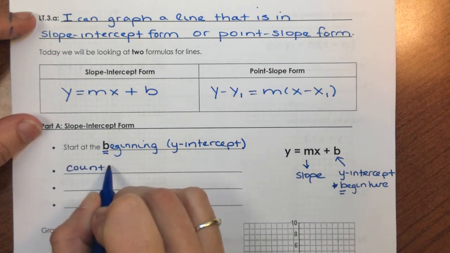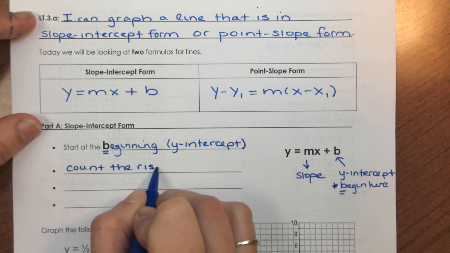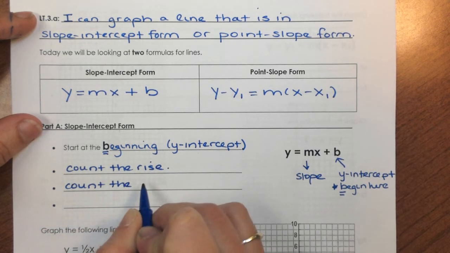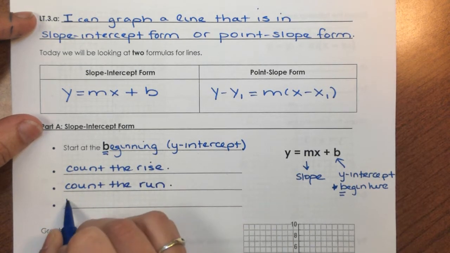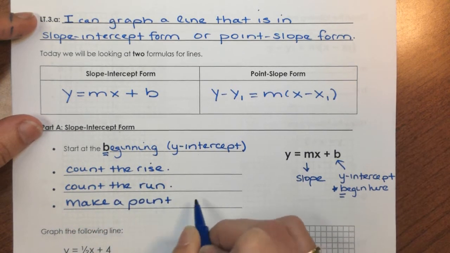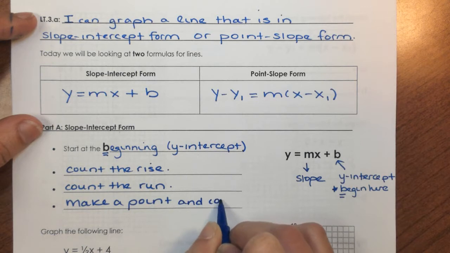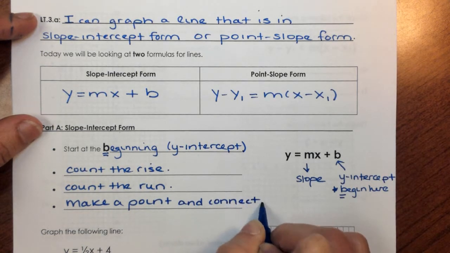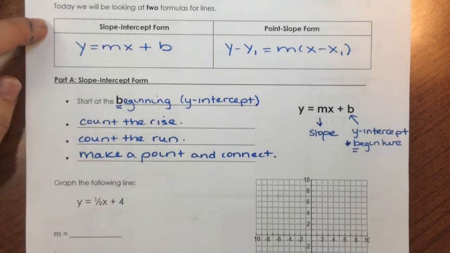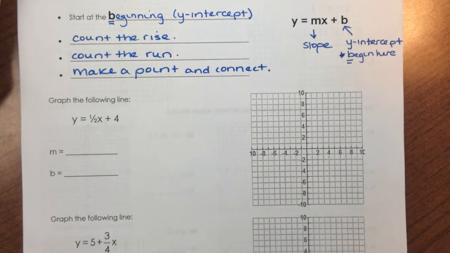Then you count the rise. Then you count the run. Then you make a point and connect the dots. So we're going to go through a few examples, and then I'm going to ask you to try a couple problems on your own. So our first line is y equals 1/2 x plus 4.